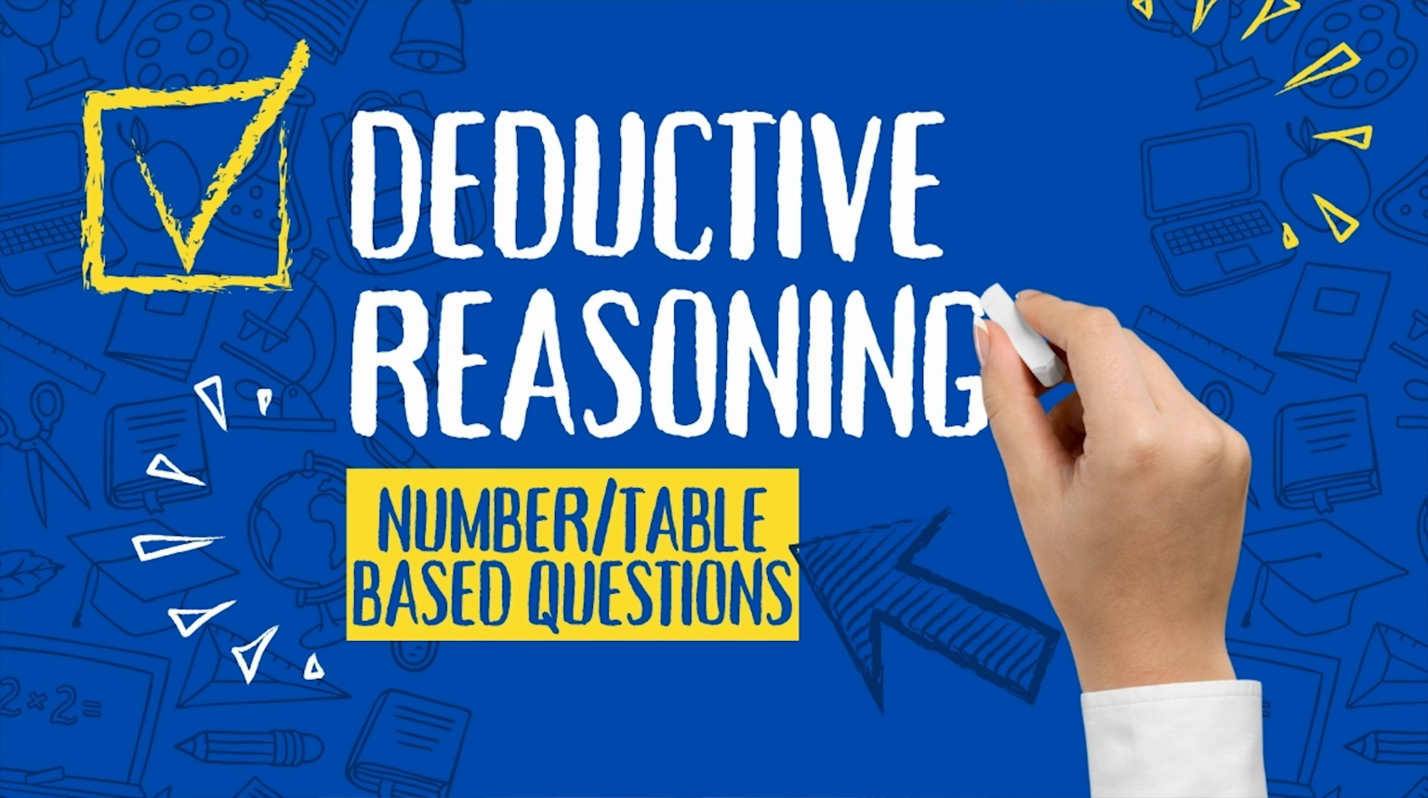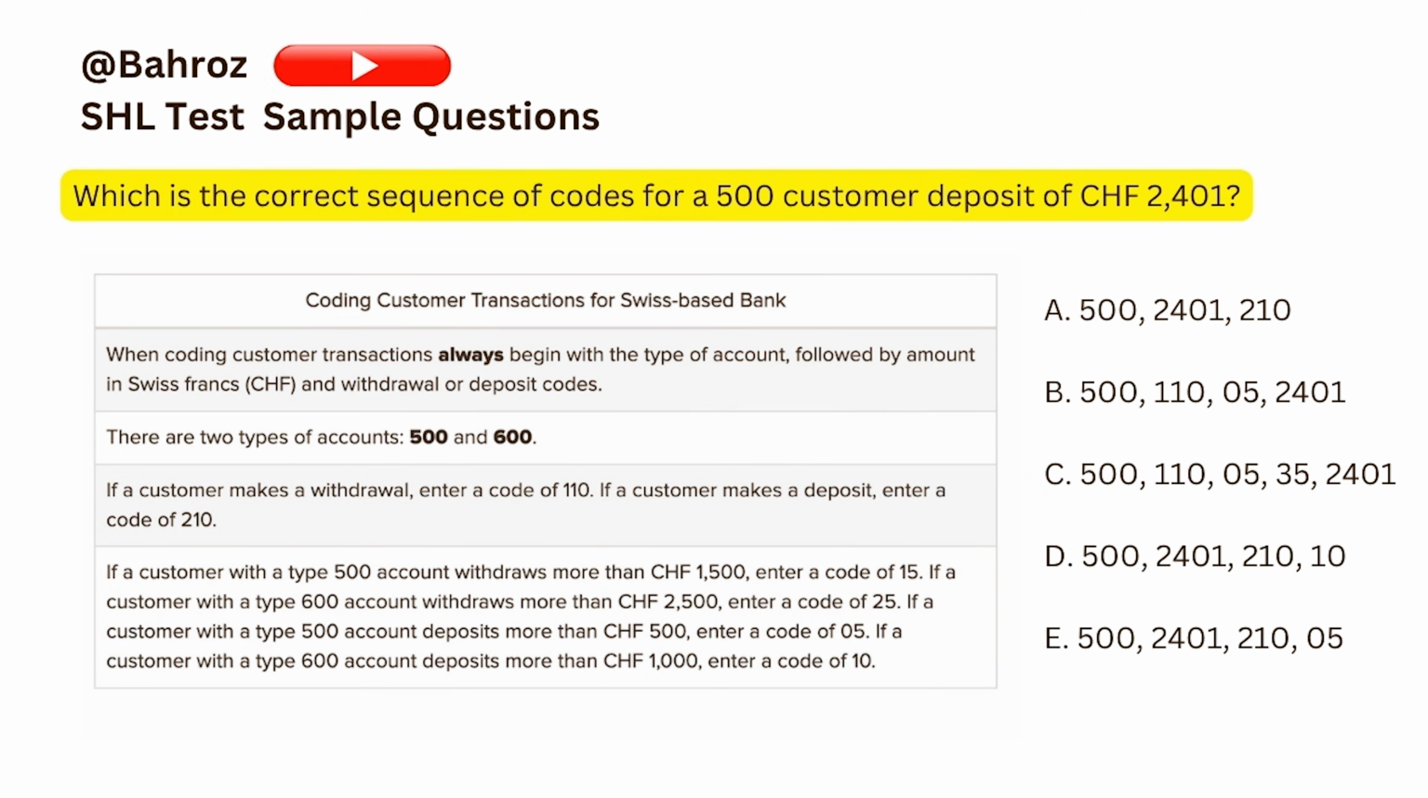Third type of questions are number table based questions. These questions require you to extract information from tables, charts, or other structured data and use deductive reasoning to answer a specific question. This often involves applying rules or conditions to the data to arrive at a logical conclusion. Here is our first sample question under this question type.